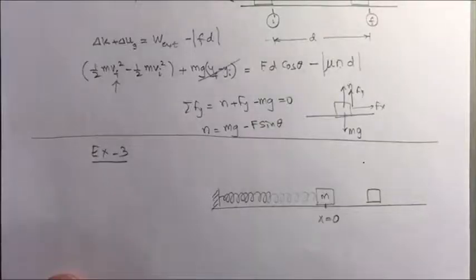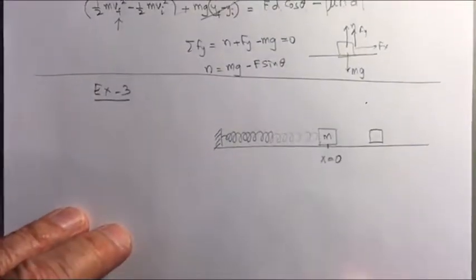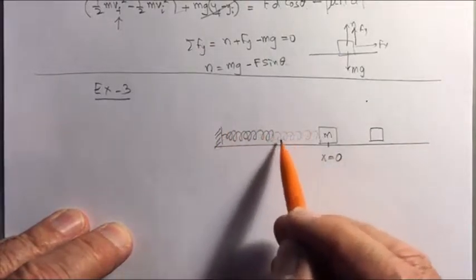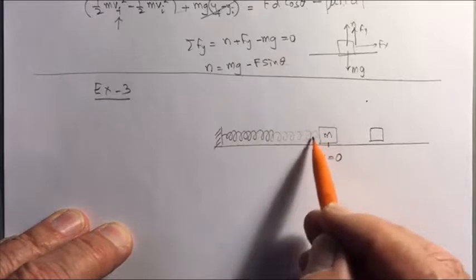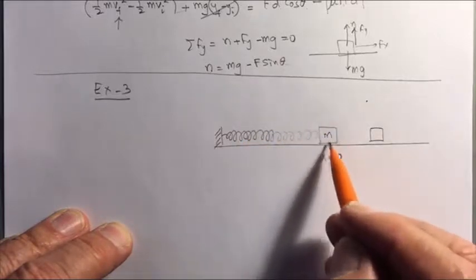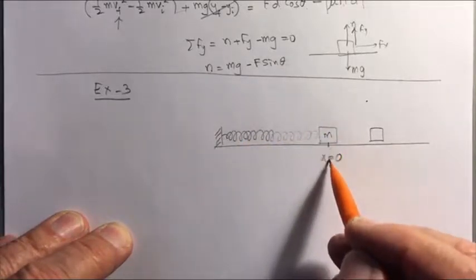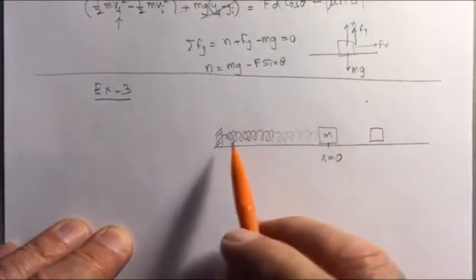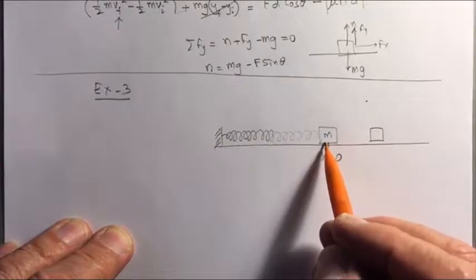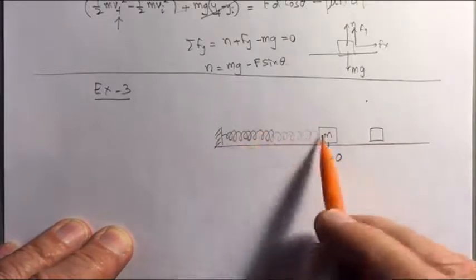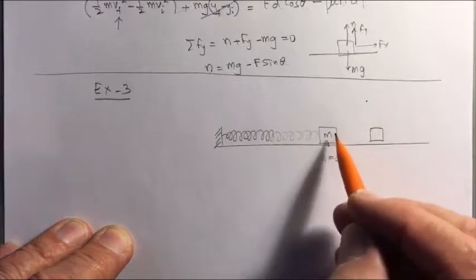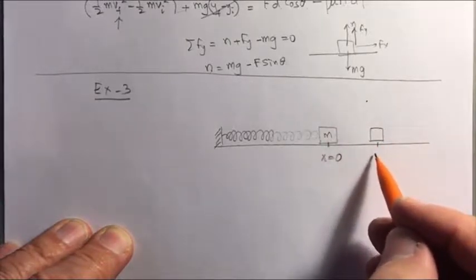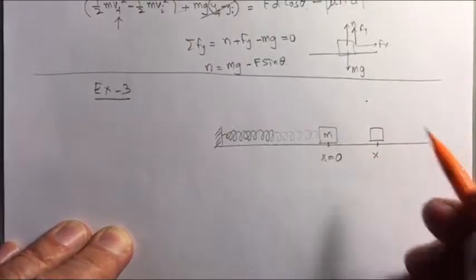Now we look at example 3, in which we have a horizontal surface, a fixed support, a spring on the ground or on the table, and a mass m attached to it. X equals 0 is the position where the spring is unstretched and uncompressed. So that's the equilibrium position of the spring, or the equilibrium length of the spring would be up to here. And then we pull the spring up to this point, which we call X equals, let's say, A.